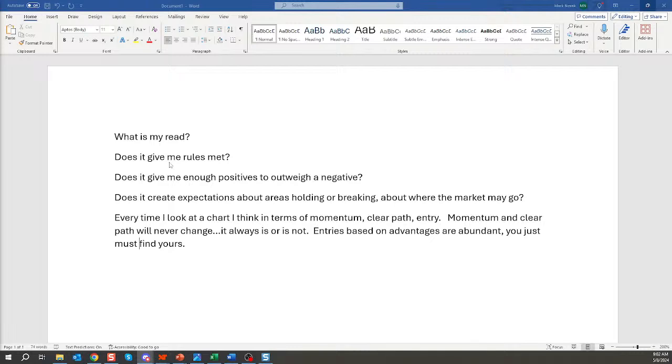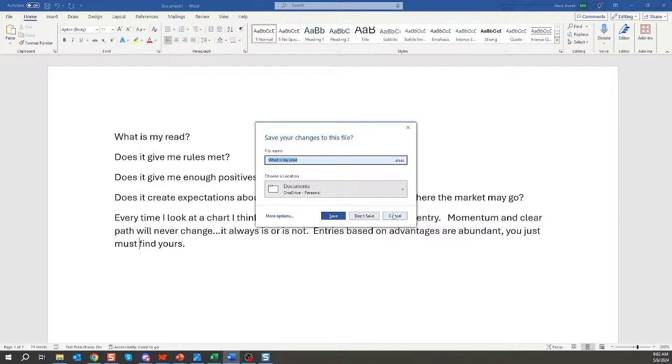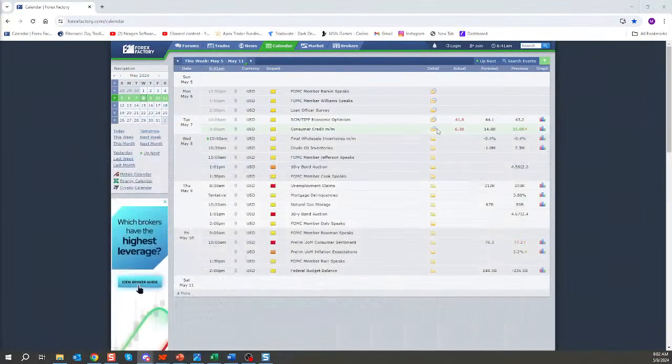But entries are abundant. Entries based on advantages, guys, there are a million entries to be taken once you learn how to read the software. And you'll see it throughout the day. You'll see a lot of different entries that have enough advantages for that user to justify. You just have to find yours. So finding your entry is going to be the goal today.